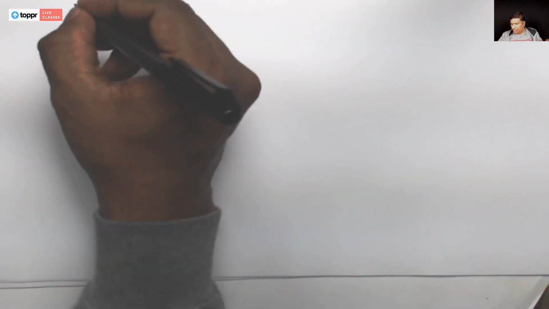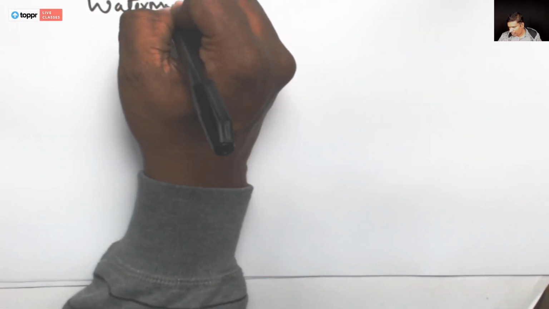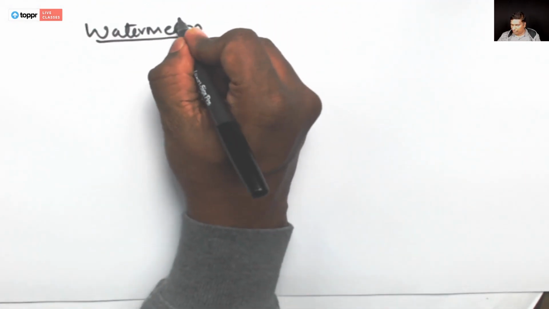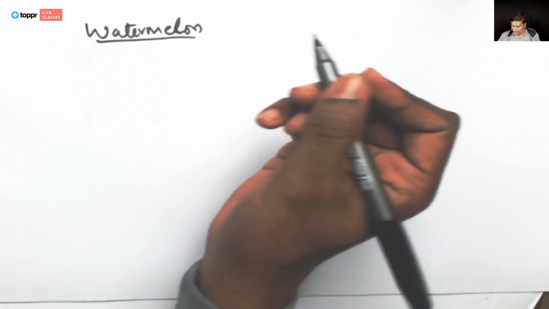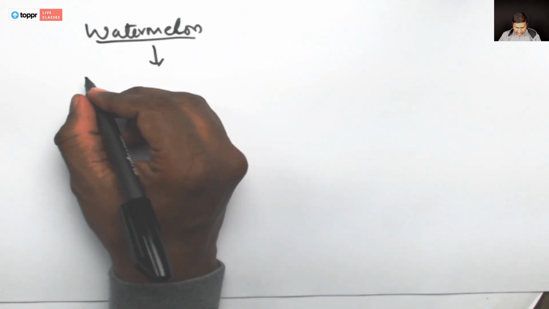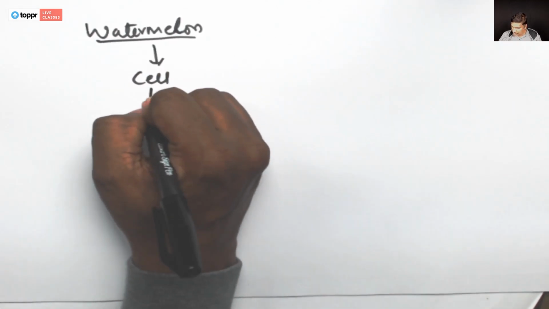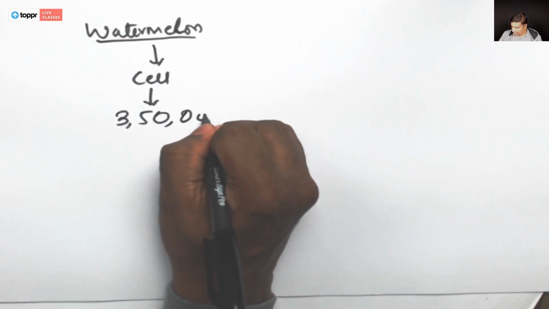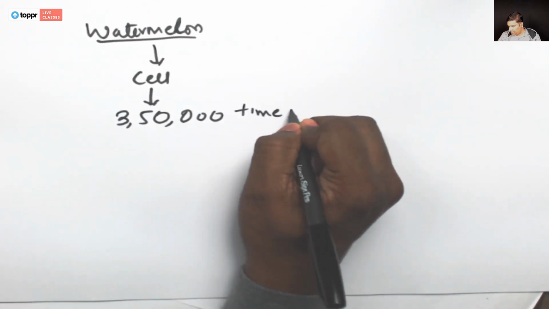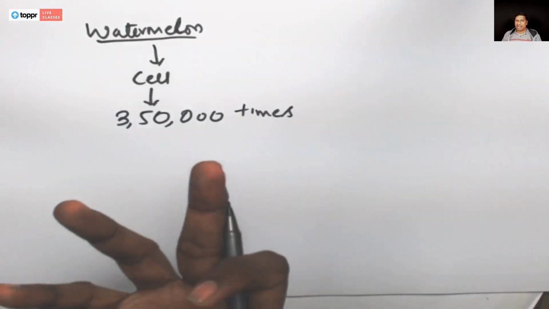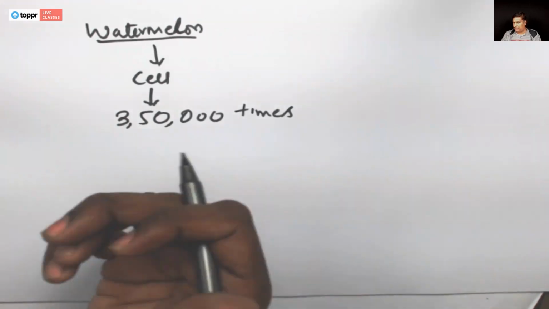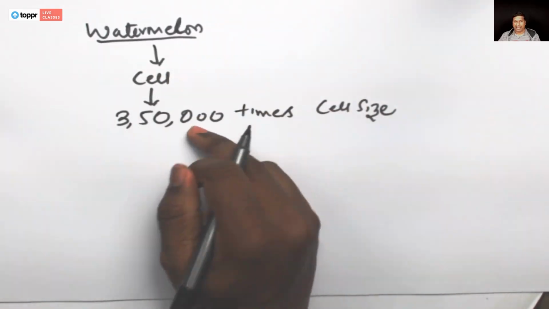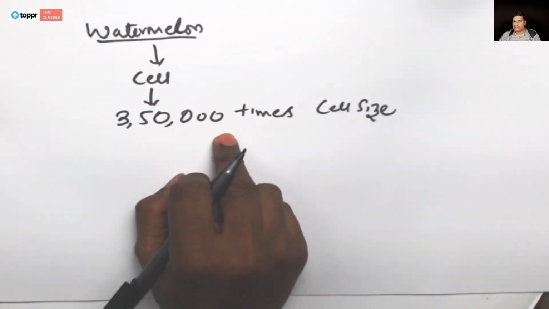Here growth means the increase in the number of cells. However, if you take watermelon, it doesn't actually divide at such a higher rate. The cells of watermelon will not divide at such a higher rate. However, the size of a watermelon cell increases by 3,50,000 times. So the size here is increasing. So when we are referring to watermelon cell, the growth here is in terms of the cell size. The cell size will actually increase by 3,50,000 times.